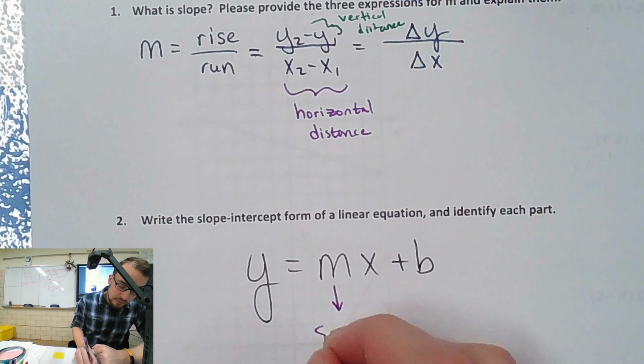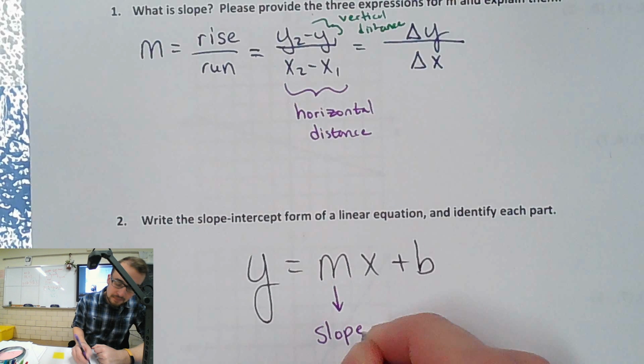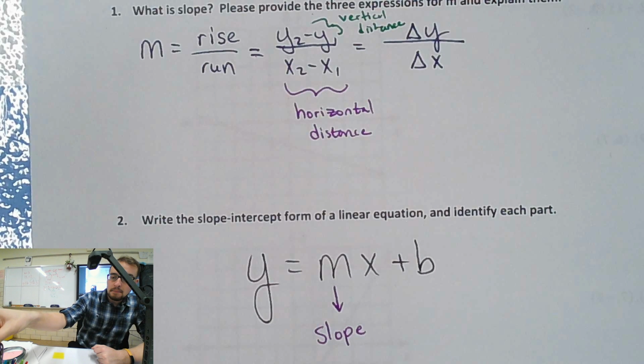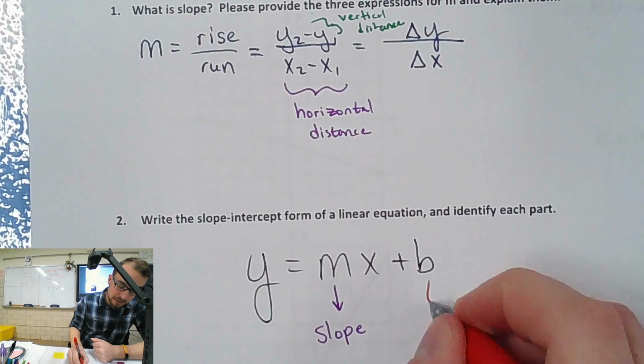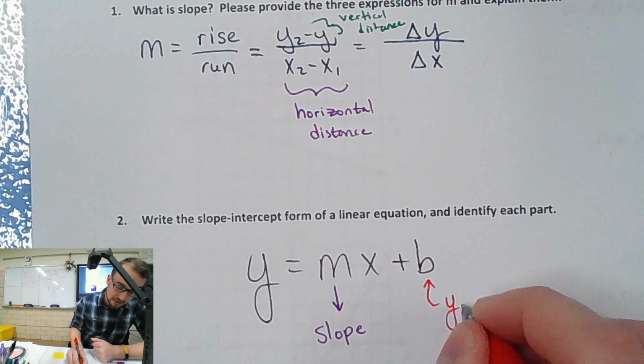M is slope. And then b is our intercept. What intercept is it? Y. I ask the questions.